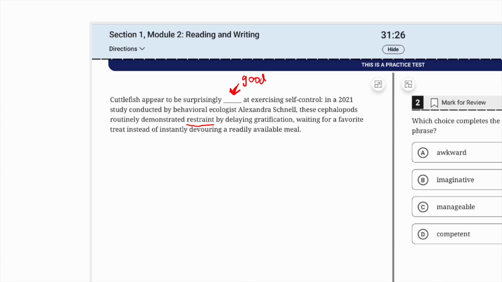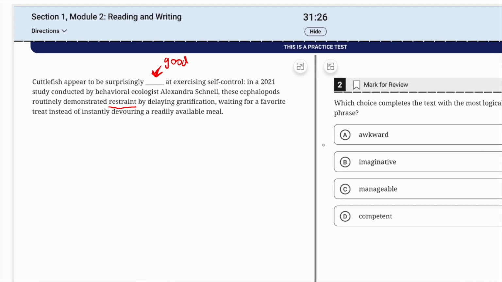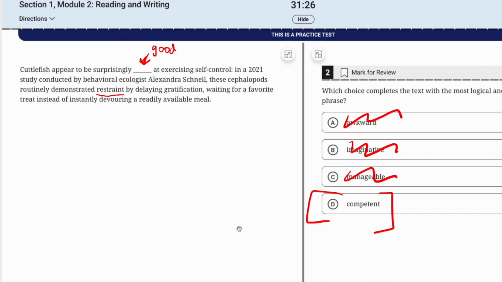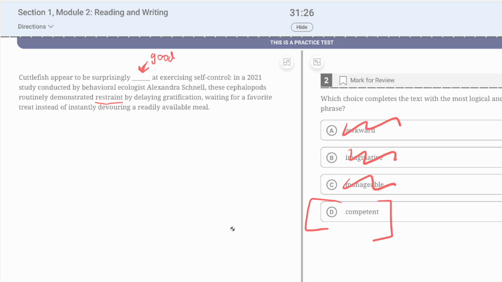Good. So not awkward. Now, imaginative could mean good, but it doesn't make sense here to talk about imaginative. Manageable, that doesn't make a lot of sense either, but competent. So if you're competent at something, you have ability to do it. You're good at doing it. You're skilled, or at least you're able, you're capable.